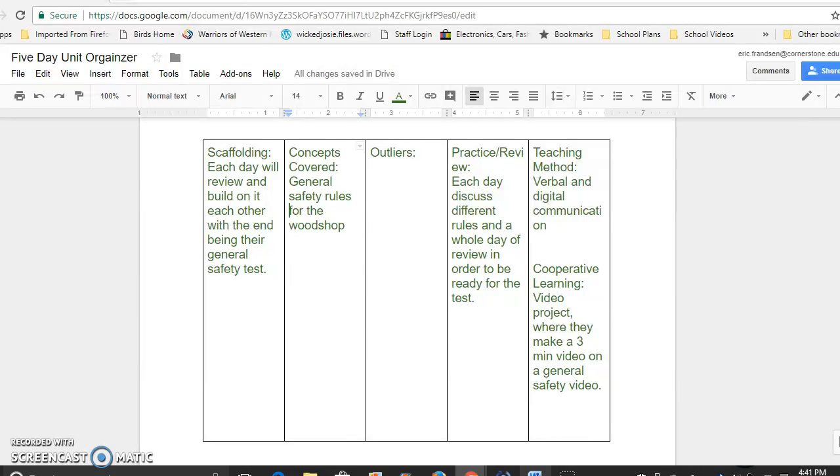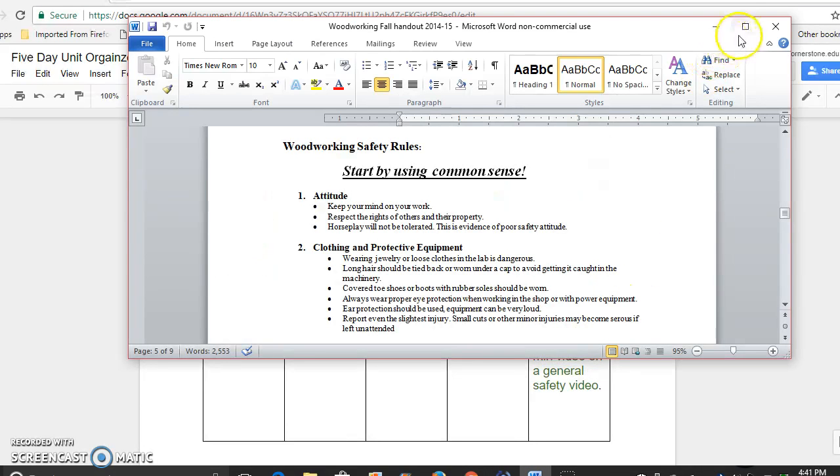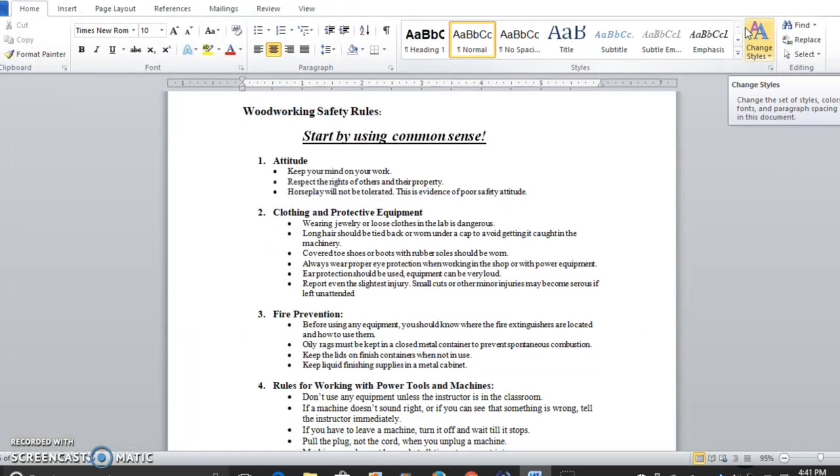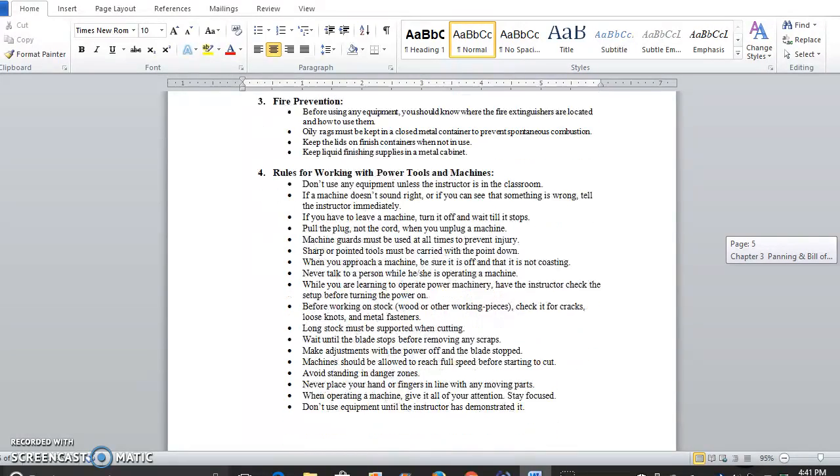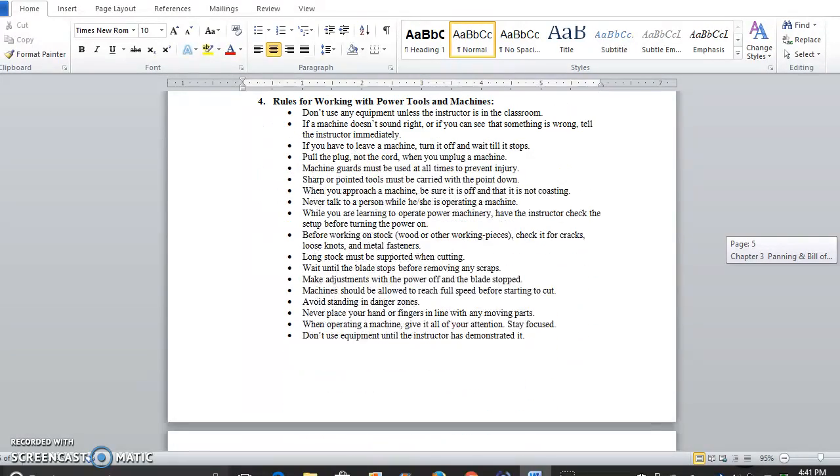So here's what it would look like. This is what we actually would use in class. This is actually my syllabus. It's right on there. We start talking about certain areas, like you can see. We talk about attitude. What does it mean to have the proper attitude? Then clothing, protective equipment, and fire prevention. That one's huge in my world. And then working with power tools and machinery.